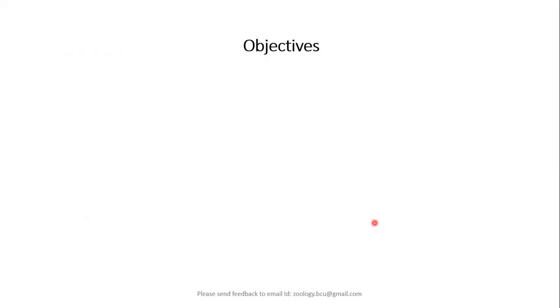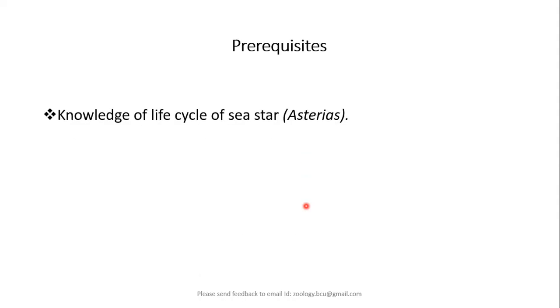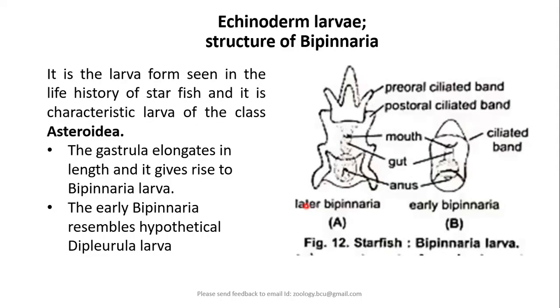Then again the question comes, why do we want to learn the structure and significance of this Bipinnaria larva and also Auricularia larva? Definitely these two larvae show a lot of adaptation to their free living, that means active life in the marine habitat. Of course, we need to attend this session only after having sufficient knowledge about the life cycle of sea star or Asterias.